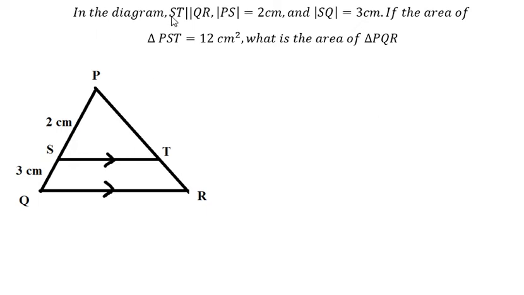In the diagram, HT is parallel with QR. So we see that HT is parallel with QR in here. And the length of BH equals 2 centimeters, and the length of HQ equals 3 centimeters. If the area of the triangle PST equals 12 square centimeters, what is the area of triangle BQR? So now I will show you how to answer.